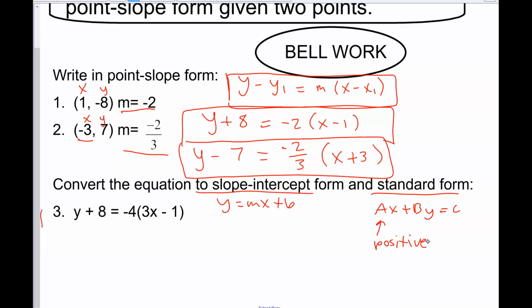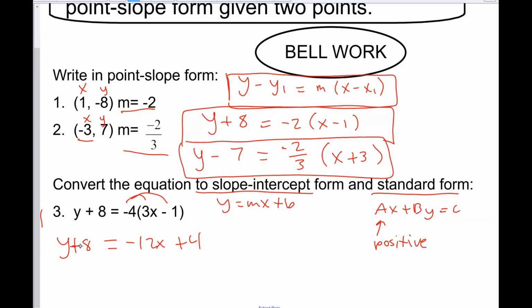Okay, so if I do this first one, I'm actually going to distribute first, because I can go ahead and do that, and that'll help me get to slope intercept form. And I think from slope intercept form, it should be easy then to go to standard form. So when I look at this, I've got y plus 8. That part is not changing, and that's equal to a -4 times a positive 3x, which would be -12x, and a -4 times a -1 is actually positive 4.